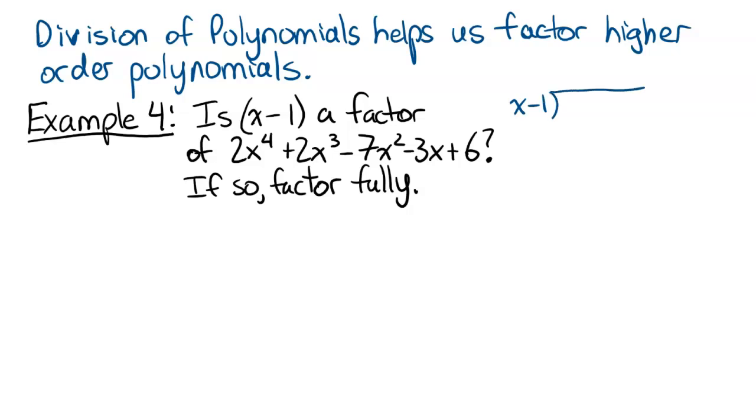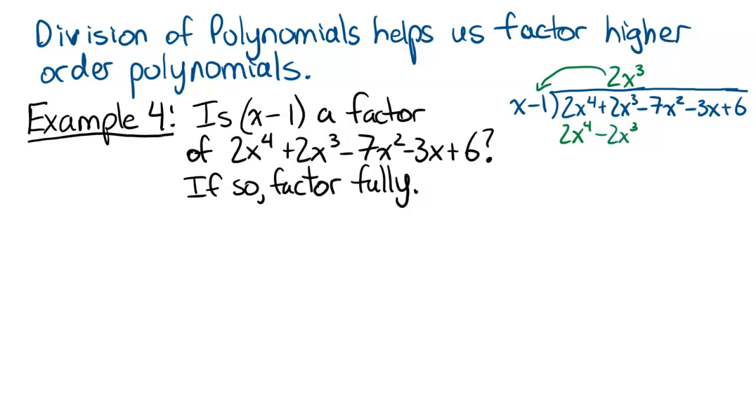This brings us to the fourth example, and this actually is the big idea here. The division of polynomials helps us factor higher order polynomials. So this is why we're doing this. So far, we've always had a remainder, but we ideally want to find situations that don't have remainders. So I'm asking, is x minus 1 a factor of 2x to the fourth plus 2x cubed minus 7x squared minus 3x plus 6? And we're just going to apply that same process all over again, just like we did before. And if it is a factor, it's going to give us a remainder of 0.